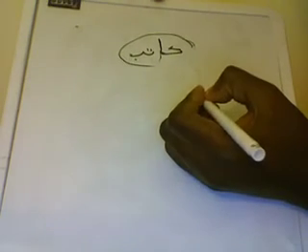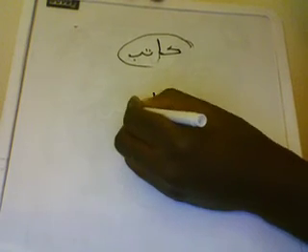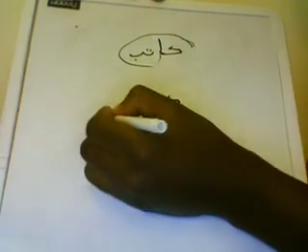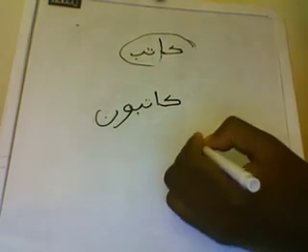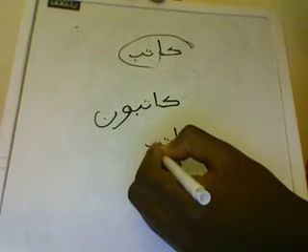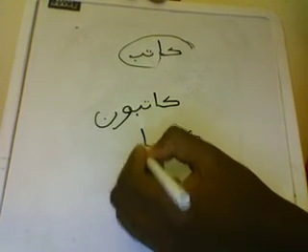Now let's add, again, writing our word the same. And let's do the masculine plural. So we'll simply add a waw and a noon. And this becomes katibun. And if you wanted to have a female plural, we'll just add an alif and a ta, katibat. This gives us the female plural.